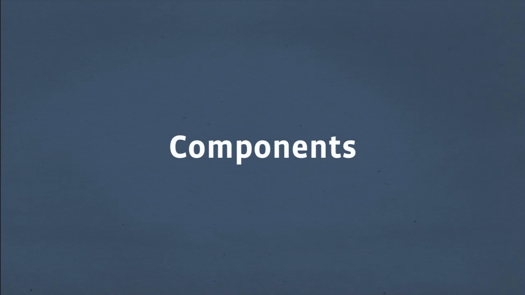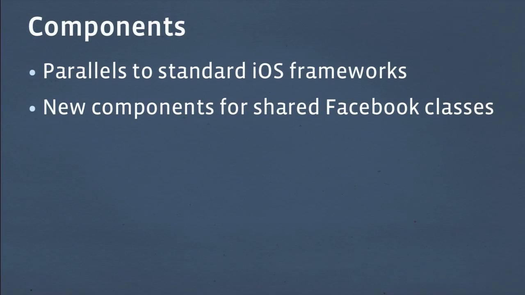All right, so I've talked about the underlying structure that we use at Facebook, but I want to get into some of the different components. What are the different libraries that we build? And I'll go through a few of them here. What we've done at Facebook is we've paralleled some of our components to match what Apple does with their iOS frameworks, things like Foundation and UIKit. But we've also created new components that allow us to add new functionality and share it across different apps.